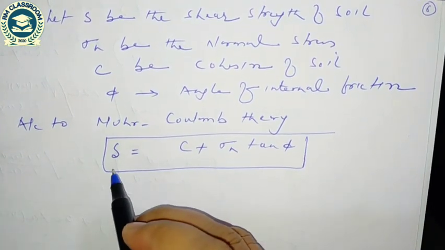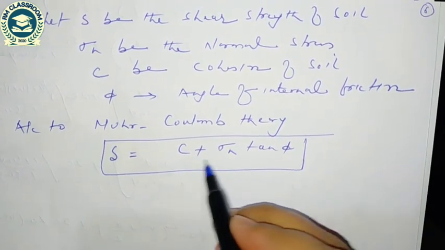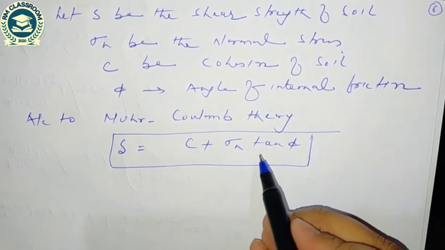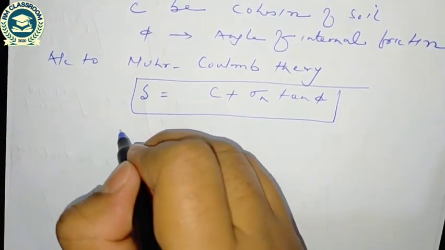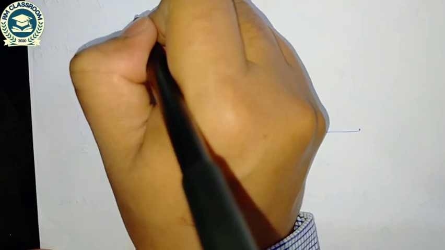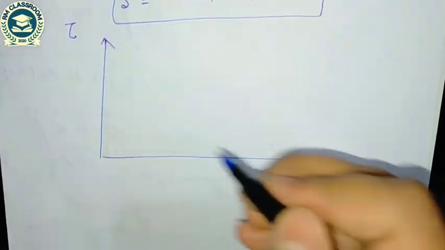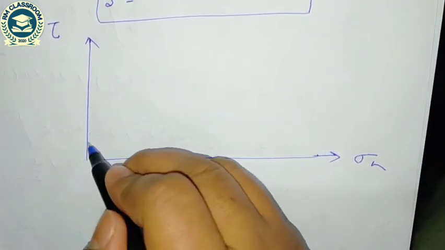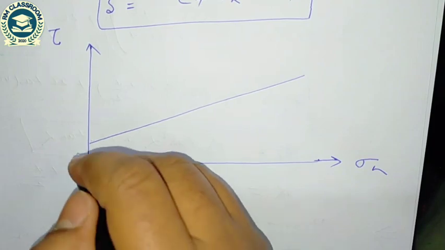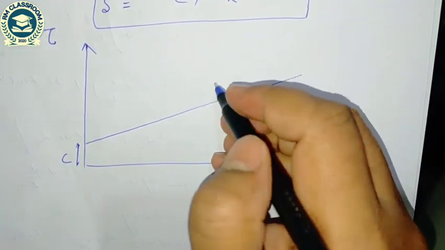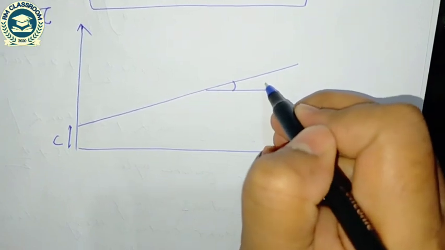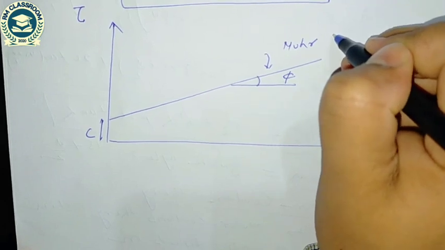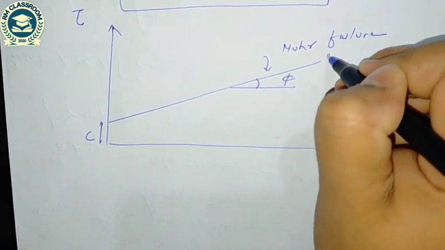Let us assume this is Y. So Y is equal to mx plus C, where C is the intercept and tan phi is the slope. So if I draw the Mohr-Coulomb envelope, the failure envelope, with shear strength and normal stress, C is the intercept. So this is the Mohr-Coulomb envelope, the intercept is C, and the slope of this line is the angle of internal friction. So this is called the Mohr failure envelope.